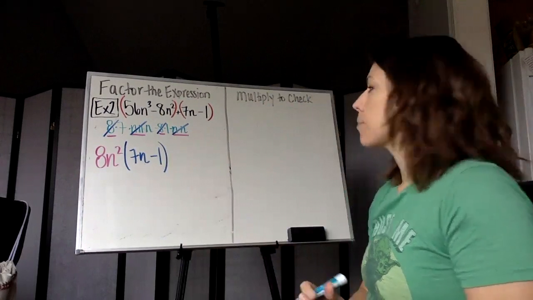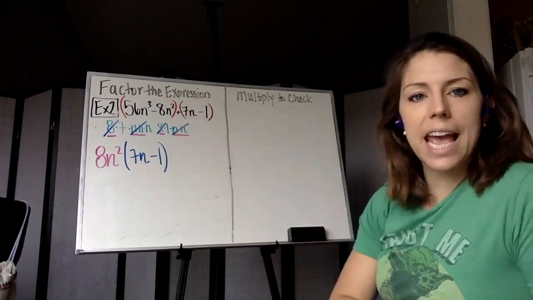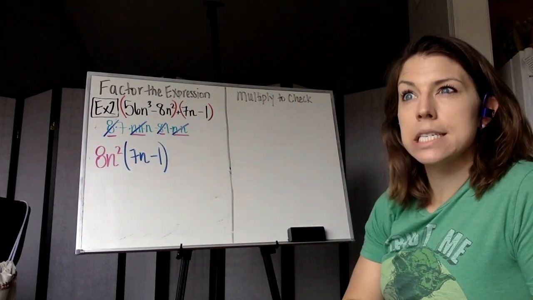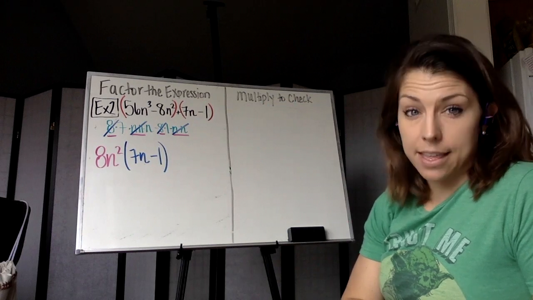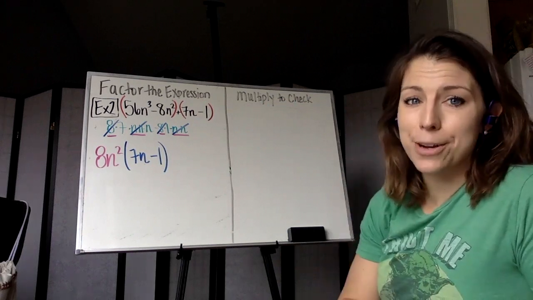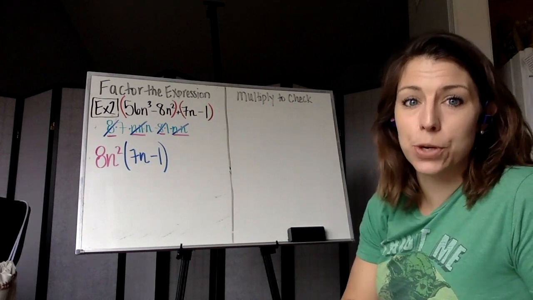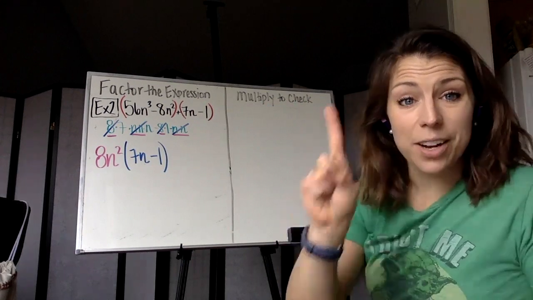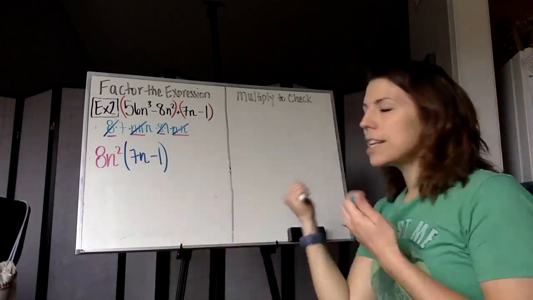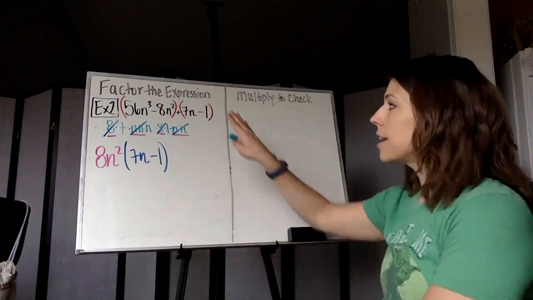Do the same thing in the second binomial. What goes into 7n and 1? You might be thinking nothing, but be careful. There's a number that goes into everything. In fact, I just showed it to you with my hand. 1. 1 goes into everything. So when in doubt, you can always factor out 1.